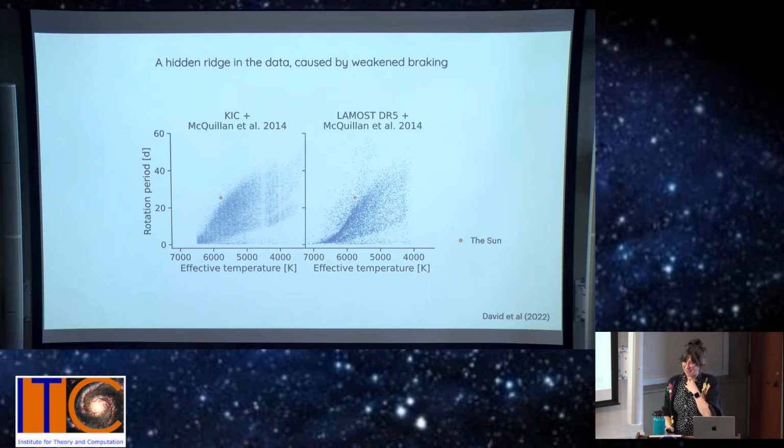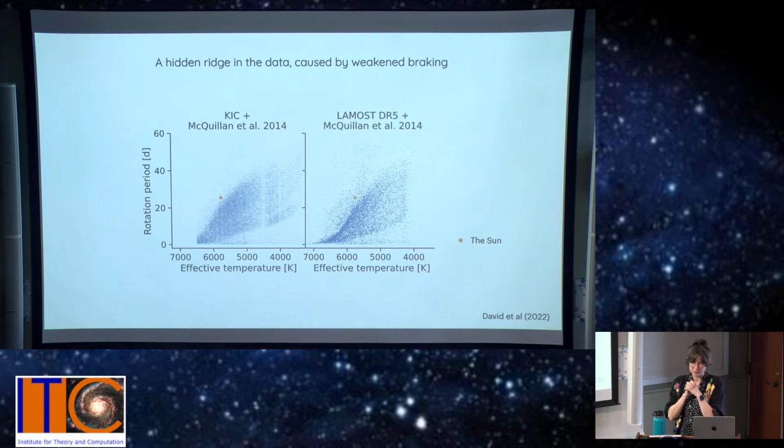Yeah? So the fairly old result called the Kraft break, is that the same thing as this? The Kraft break is sort of the temperature at which stars lose their outer convection zone. And so stars that are hotter than the Kraft break, hotter than about 6,250 Kelvin, just won't really spin down very much. There are some stars that are above the Kraft break here, and they don't spin down substantially. So the Kraft break is really a boundary in temperature or mass space. Did that answer your question?